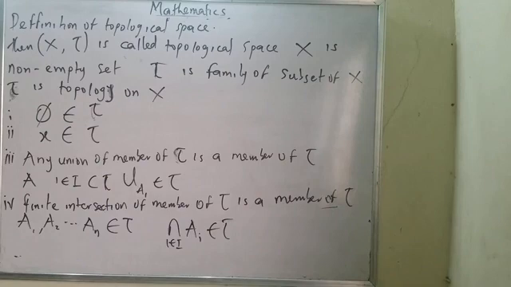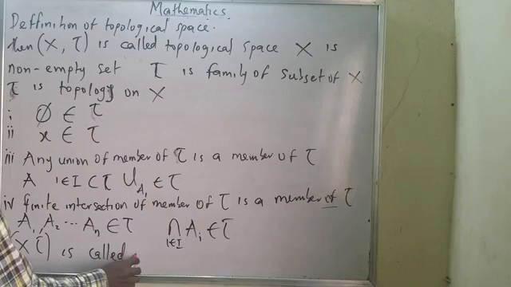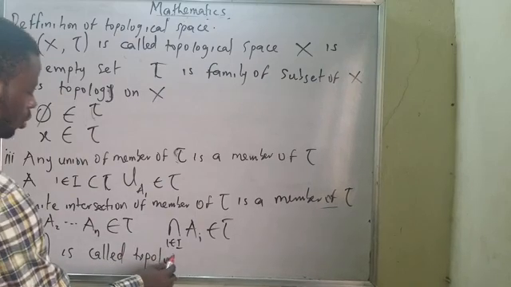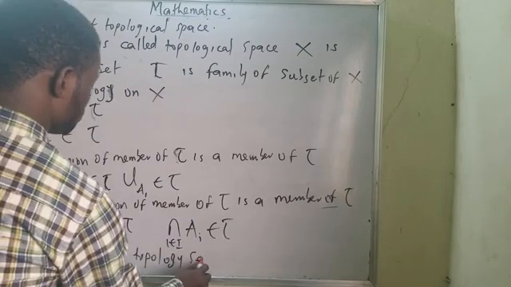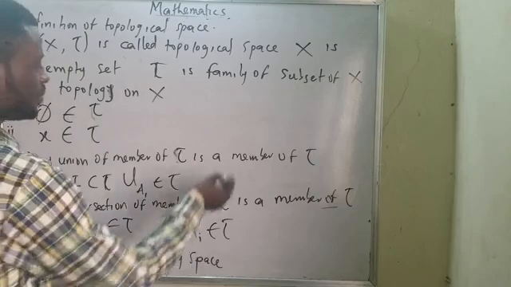Now, if I have those four things satisfied, it means X, tau is called a topology, a topological space. Okay, now please let me quickly explain with this all what I've explained with the structure.